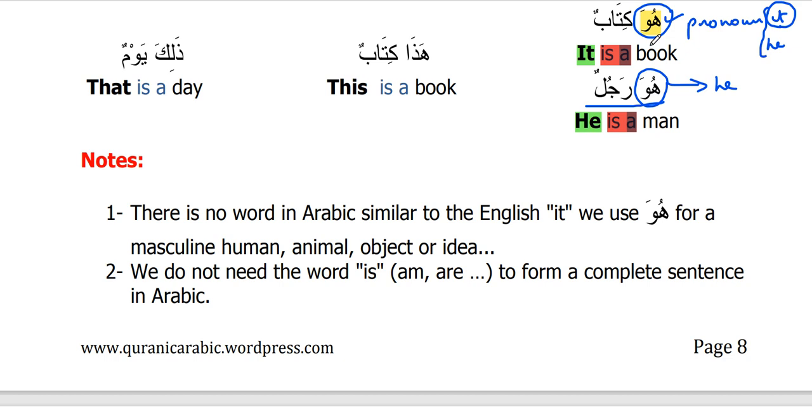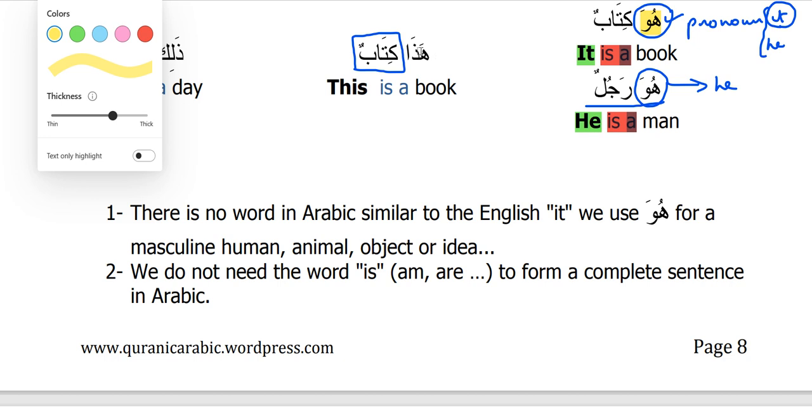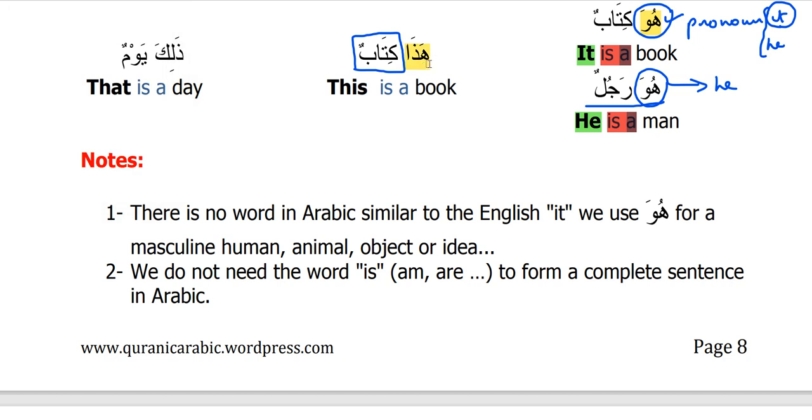So this is how you will translate. And now this pronoun was used for the noun kitab and rajul. For the same noun, the demonstrative pronoun hadha was used. Hadha means this, and this means that you are pointing to an object or a human which is near to you. And this hadha is for male and singular. For singular, there is one book. So this is a book.